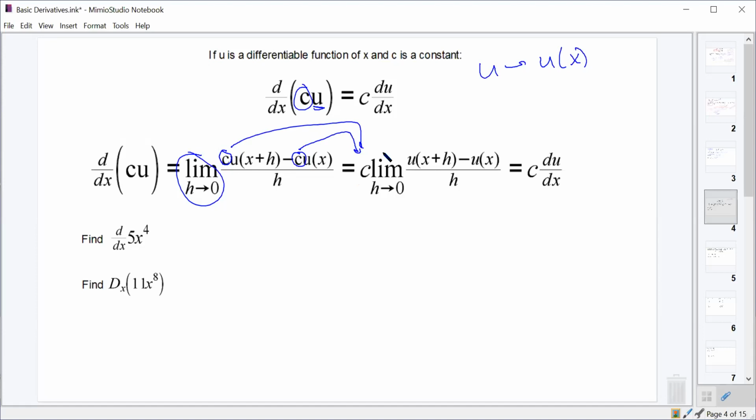All right, cool. So if I want to take the derivative of 5x to the 4th, that should be 5 times the derivative of x to the 4th, which is 5 times what?